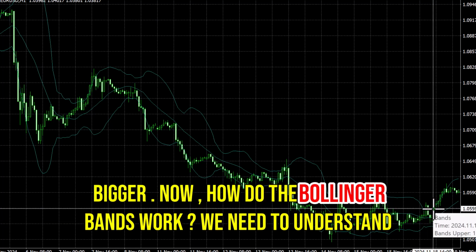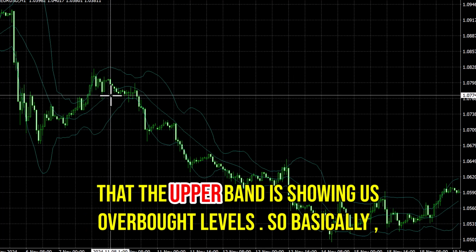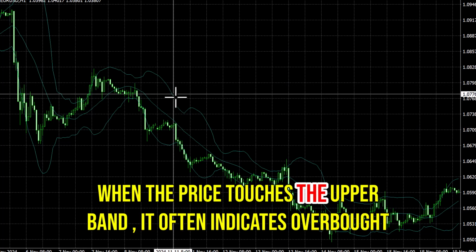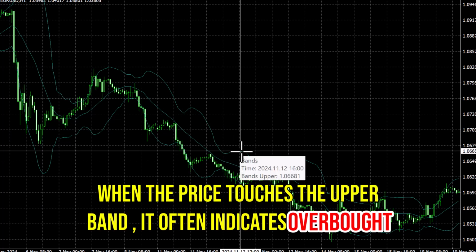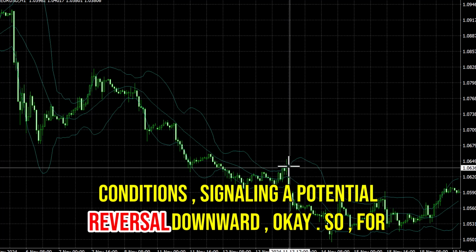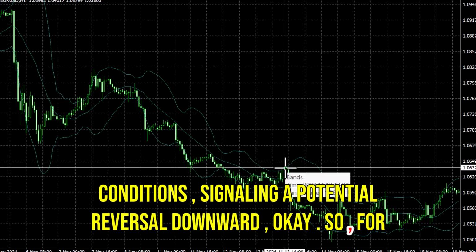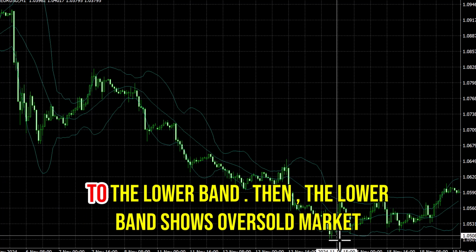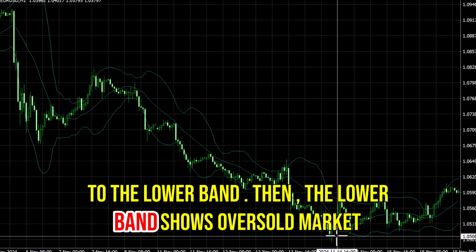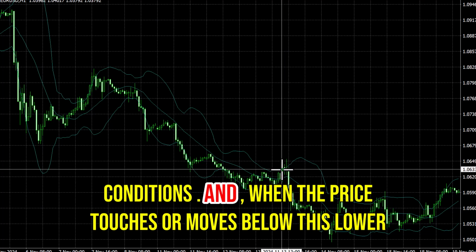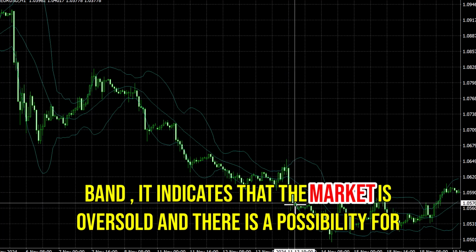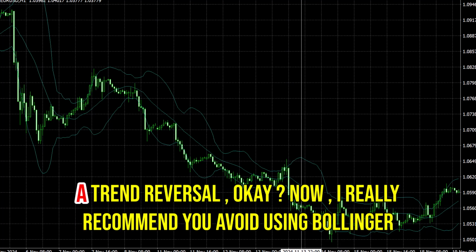Now, how do the Bollinger Bands work? We need to understand that the upper band is showing us overbought levels. So basically, when the price touches the upper band, it often indicates overbought conditions, signaling a potential reversal downward. For example, here it reached the upper band and the price steadily went down to the lower band. Then, the lower band shows oversold market conditions. And when the price touches or moves below this lower band, it indicates that the market is oversold and there is a possibility for a trend reversal.